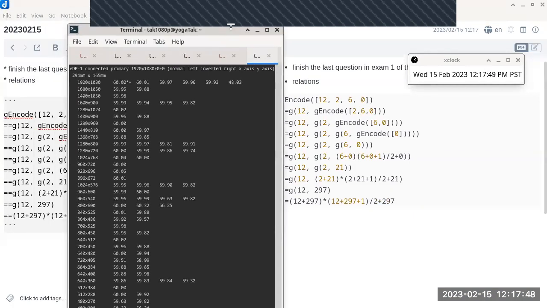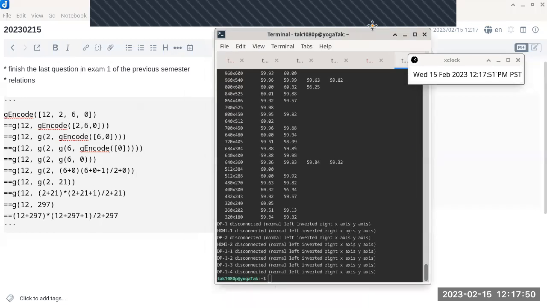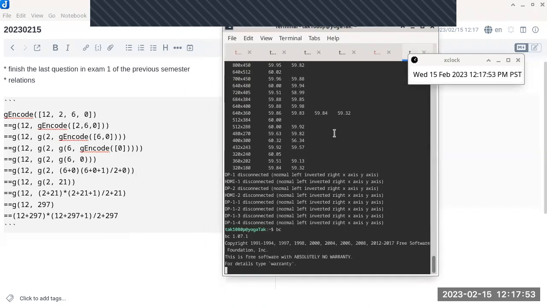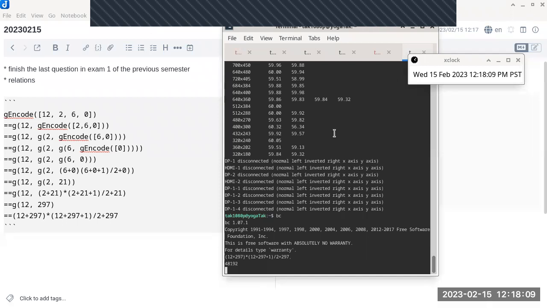So we'll go ahead and use my trusty command line calculator called BC. And we'll just enter this equation. 12 plus 297 times 12 plus 297 plus 1, the whole thing divided by 2 plus 297. And it is 4, just for the sake of completeness, it's 48,192. Right. So are we good so far?